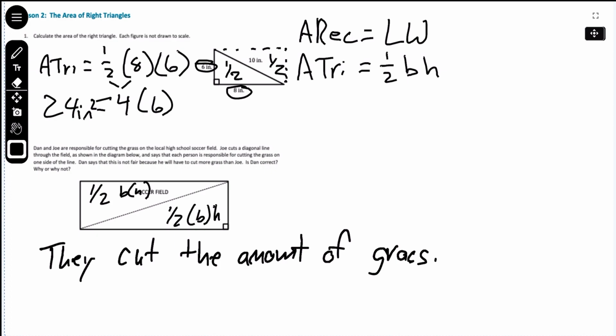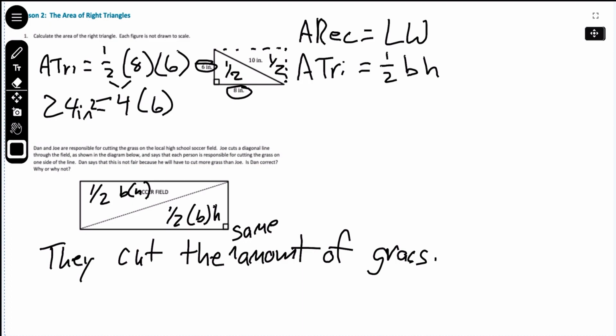So does everybody understand and can communicate to me why the area of a triangle is half the area of a rectangle? You should be able to communicate that to me. Celine? Because when you have two triangles, it'll make a rectangle. And so basically, if you find the area of the rectangle, you can find the area of the triangle.